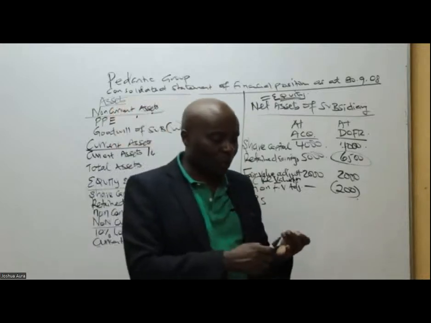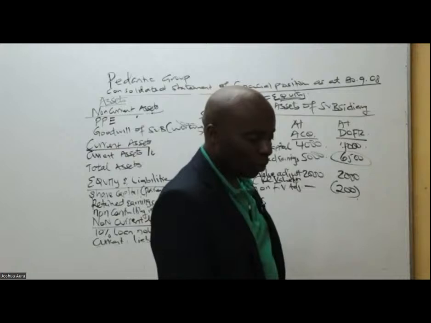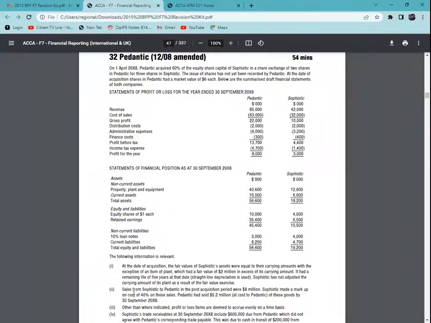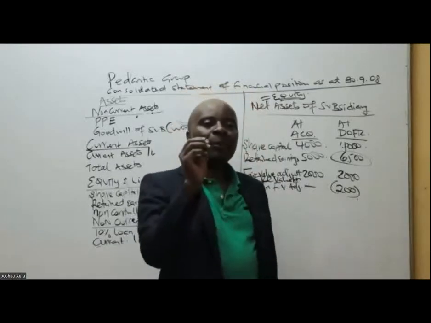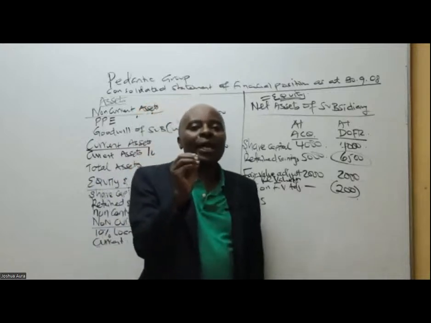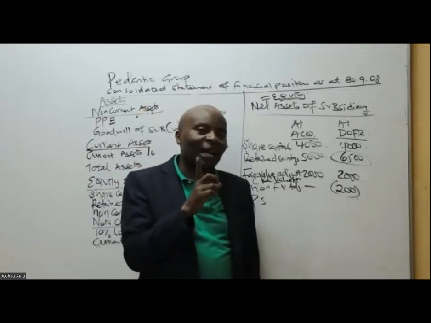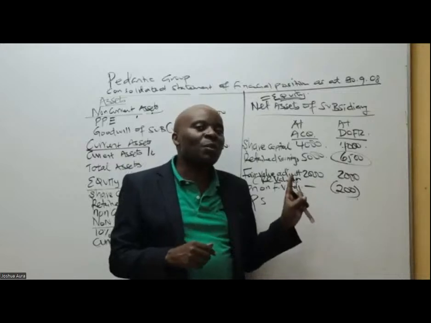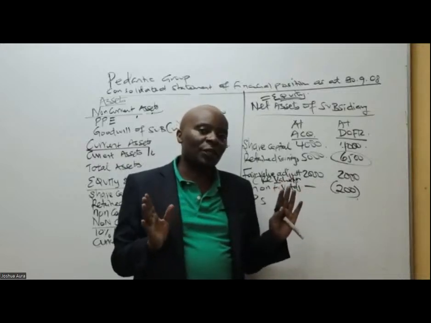So let's go back to the question. Who sold to the other? What are we told, ladies and gentlemen? Look at this: sales from Sophistic to Pedantic. Sophistic is the subsidiary, and they sold to the parent. So it's an upward transaction. If it's an upward transaction, then the UPS has to be brought into the subsidiary's net assets. Otherwise, we don't bring the UPS into the net assets of the subsidiary.